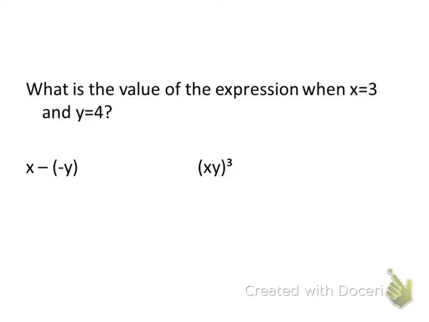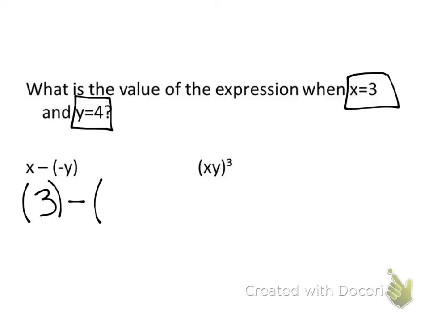Alright, here's the next one. So we're back to x's and y's, but the x's and y's are a little bit different. In this case, x is going to be 3, y is going to be 4. So for the first one, I have 3 instead of the x, minus the parentheses from the problem, the negative sign from the problem, and then I'm substituting in a 4, so I'm putting that in parentheses.